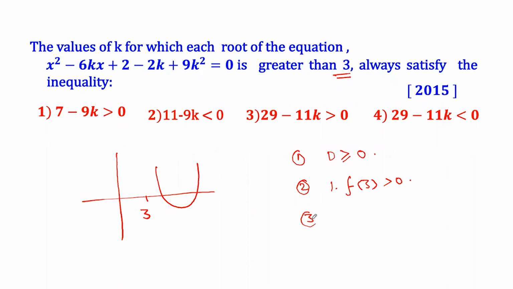And third, you know that minus b by 2a, for this case, this is 6k. Minus b by 2a must be greater than 3, right? So these three conditions we have to apply, and then just we have to go for that, right? So D greater than or equal to 0, f(3) greater than 0.